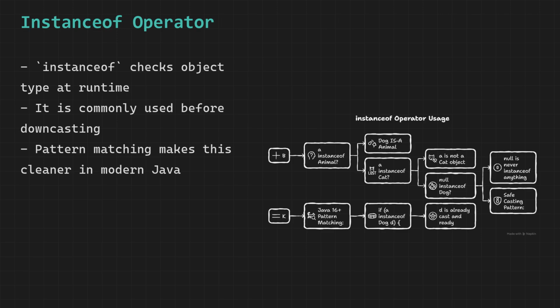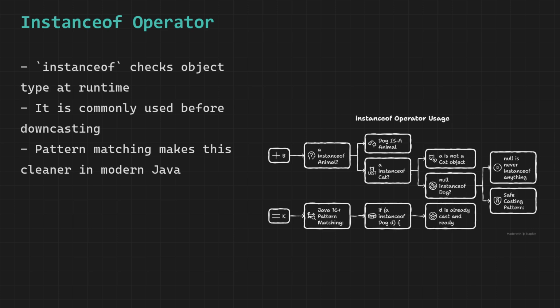The instanceof operator is a type-checking tool. It checks at runtime whether an object belongs to a particular class, subclass, or implements a particular interface. It always returns a boolean, either true or false. The syntax is clean. The expression obj instanceof Dog asks whether obj is an instance of the Dog class.